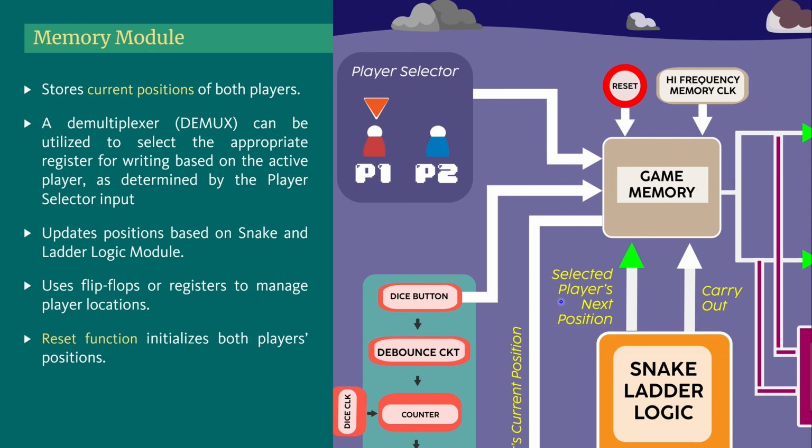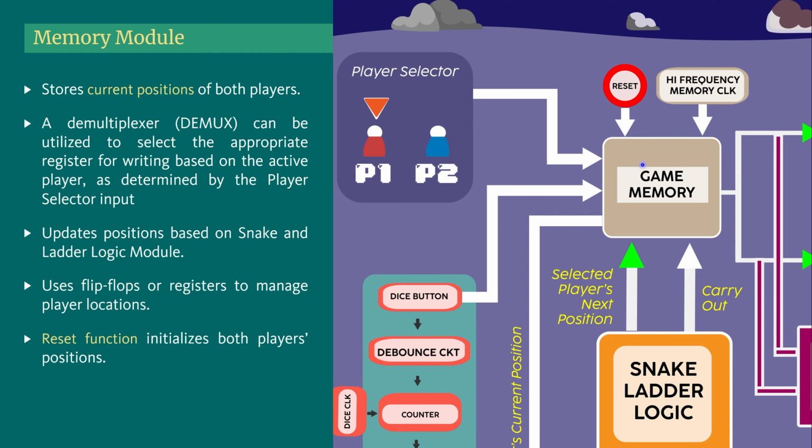Now the selected player's next position goes into game memory, but which one, right? You have pressed the dice button, but which player? So there is a logic signal that comes up to the game memory saying which player has been selected, player 1 or player 2, and their position will be updated when the dice is pressed. Only when the dice is pressed will the player's position be updated based on the snake ladder logic's output, right? The snake ladder logic gives you what the next position will be.